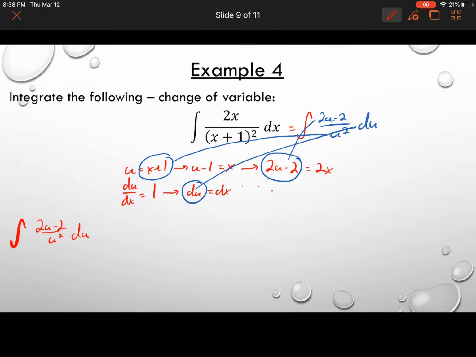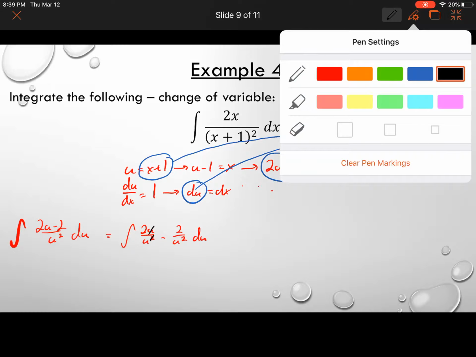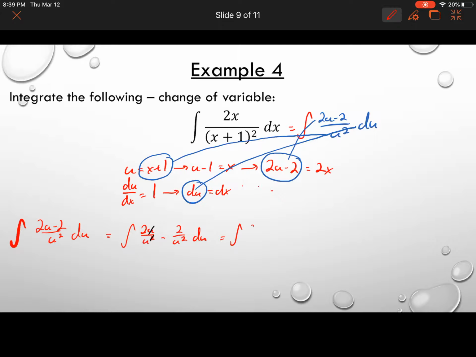Well, you might be wondering, how is this easier for us? Well, remember, you can separate this into 2 fractions, people. So 2u over u squared minus 2 over u squared du. Now, the 2u and the u squared, there is some cancellation here, so 1 u cancels out. So now we have the integral of 2 over u minus, remember when your exponent is in the denominator, we can rewrite it as a negative exponent, du. And now I can rewrite 2 over u as 2u to the negative first.